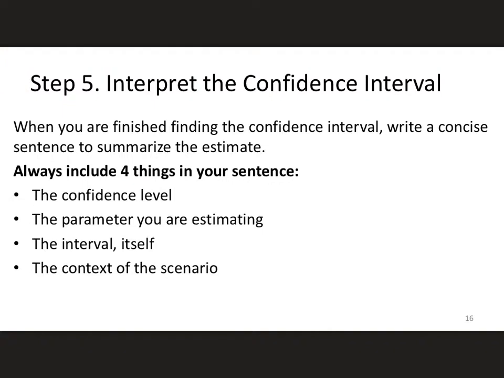When you're finished finding the confidence interval, you're going to write a concise sentence to summarize the estimate. Remember to always include the 4 things: the confidence level, the parameter you're estimating, the interval itself, and put it into the context of the scenario.